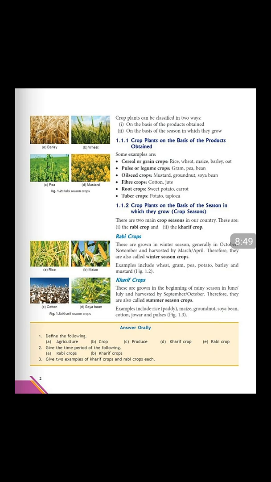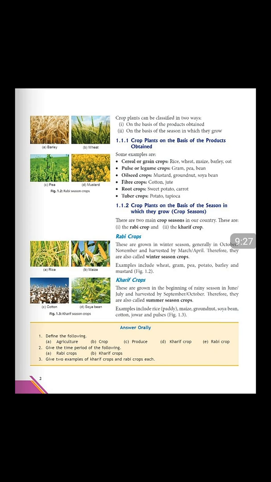Then come your kharif crops. These are sown in the beginning of rainy season in June. As you know, paddy fields are prepared by the farmers in the month of June. They are full of water in June. So in June-July we sow the kharif crops, and they are harvested in September or October, near the Diwali festival. Therefore they are called summer season crops because they are grown in summer season. We are calling them winter season or summer season on the basis of the month in which they are grown. So if we are growing any crop in winter season, that is called rabi crop.